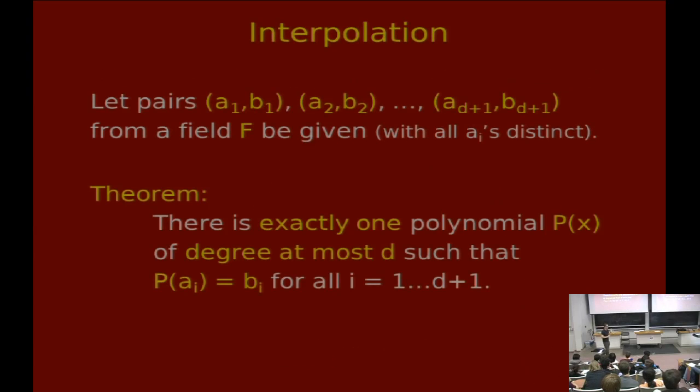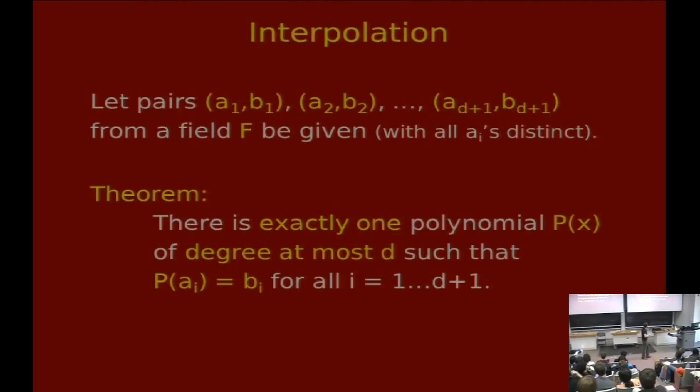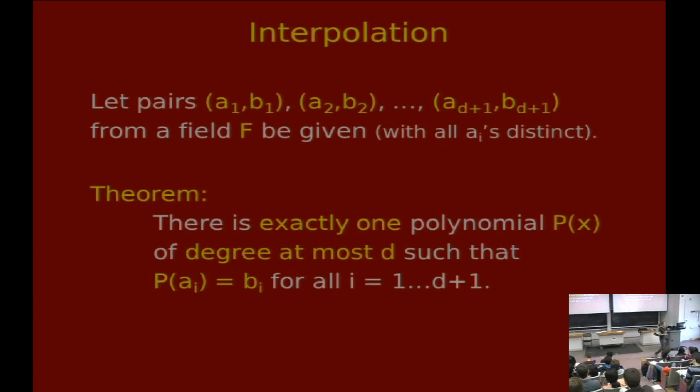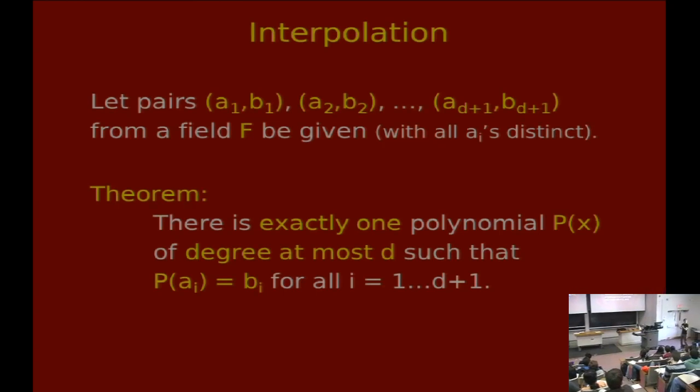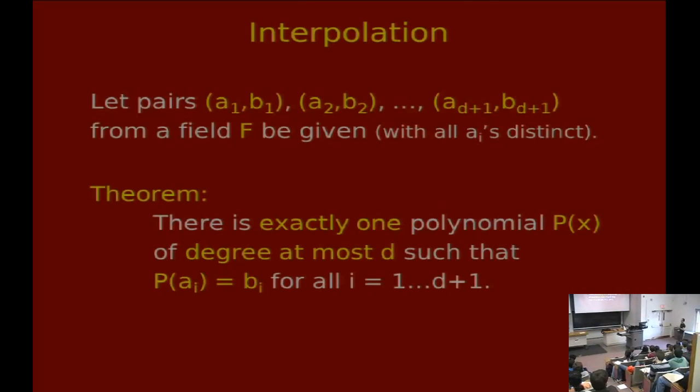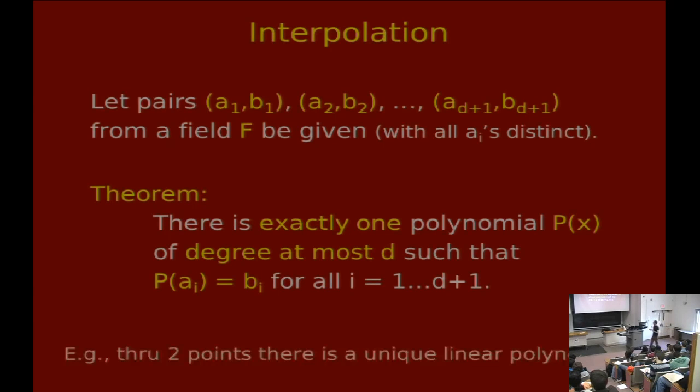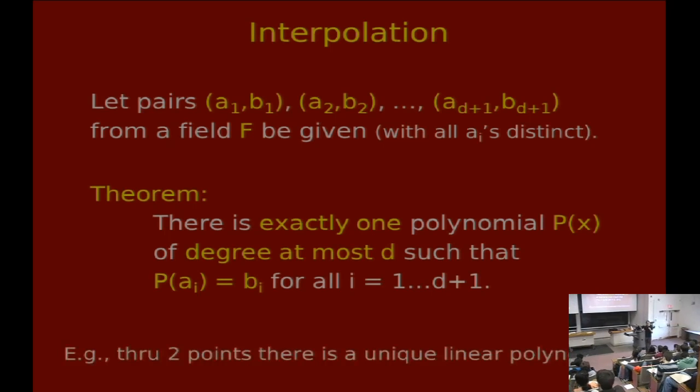OK, so here's a very nice theorem. There's exactly one polynomial of degree at most d which fits the data, which has p of ai equals bi for all i from 1 through d plus 1. So if you want to fit 10 data points, you can do it with a unique polynomial of degree 9. Or if d is 1, it's saying if you have 2 points, there's a unique line that you can draw through them, at least if you're imagining the picture in the reals.